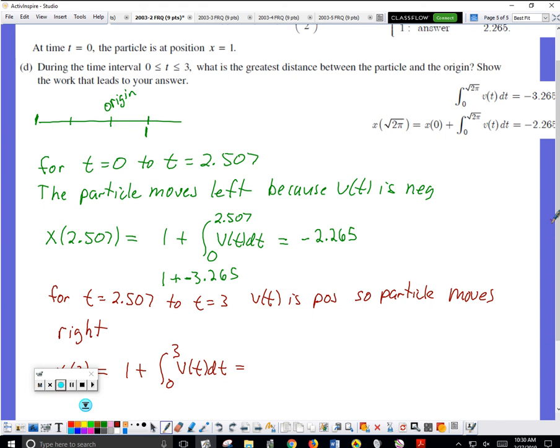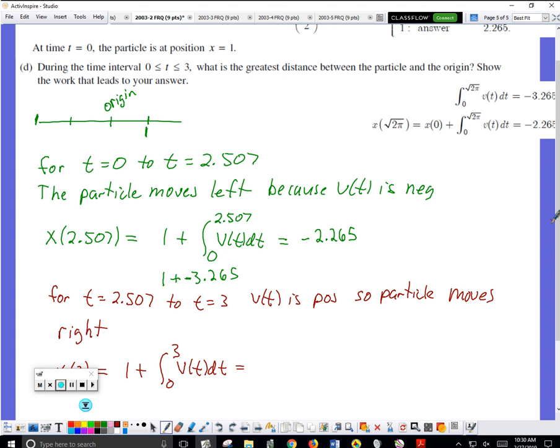And it was 2.2 from the origin. The origin's always 0, right? Origin is always location 0. So now it's going to go right, so I do that computation. I don't have this done, I'll have to work that out.